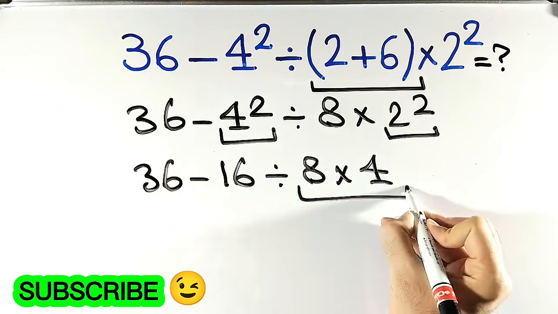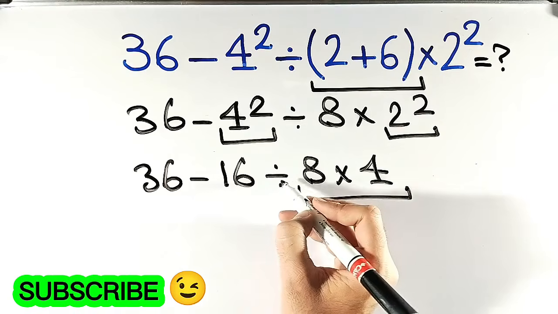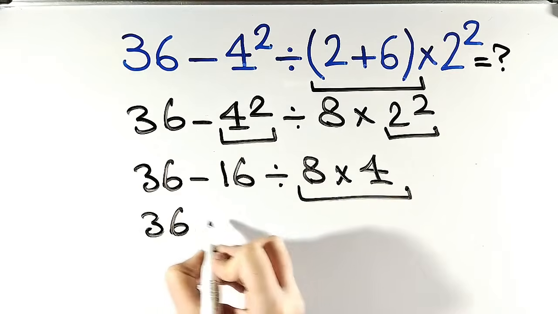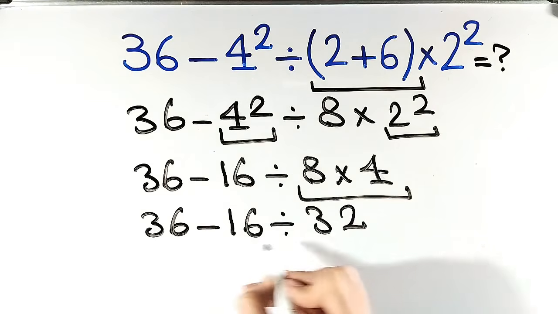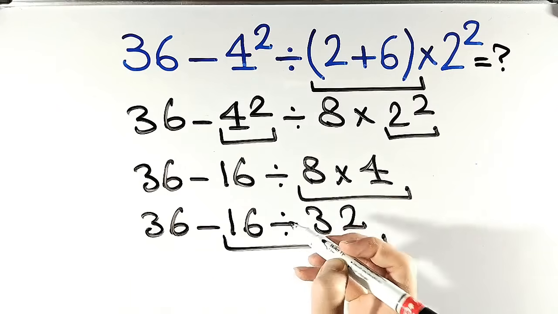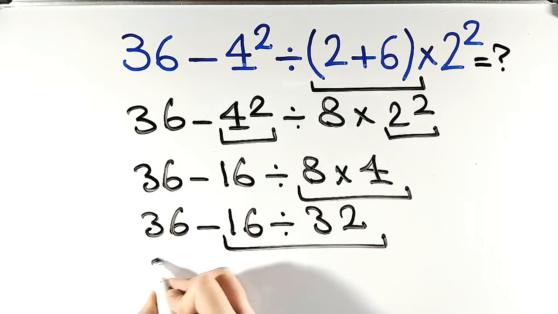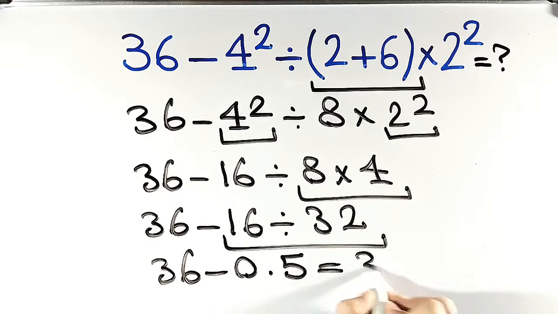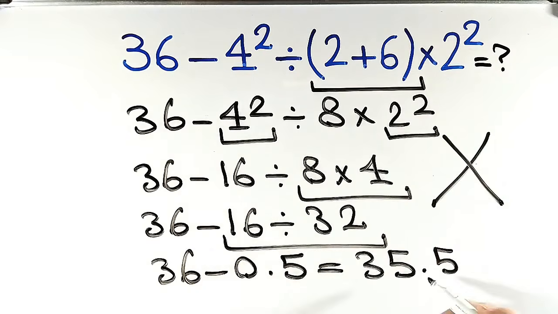Then they go for the multiplication between 8 and 4 because they think multiplication has a higher priority than division. So instead of this expression, they write 36 minus 16 divided by 32. Next, they go for the division between 16 and 32 because they believe division has a higher priority than subtraction. So, they write 36 minus 0.5, which finally gives them the answer 35.5. But this answer is actually incorrect.